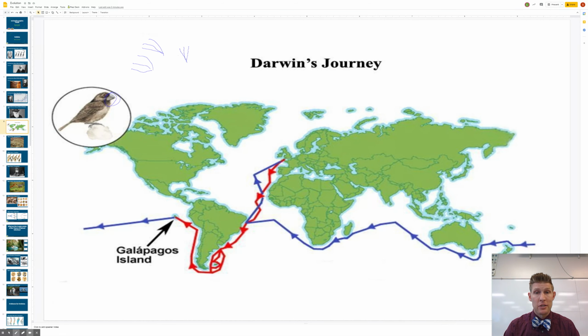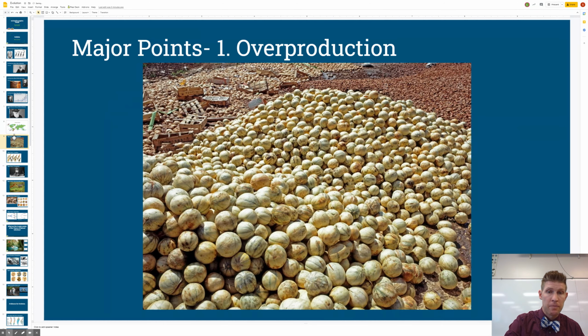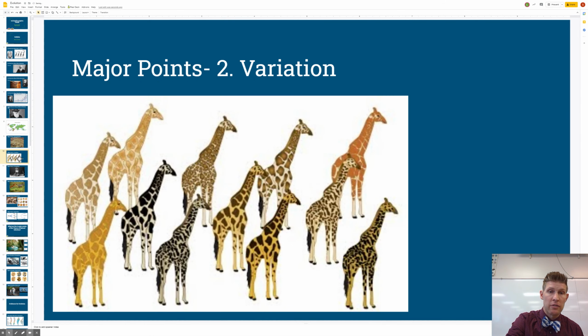And so Darwin took this journey, learned a lot about different species, and he came up with 6 major points that helped him explain his theory of natural selection. His first major point, he said, was overproduction. So all of these melons, they all have seeds inside of them. They're not all going to be planted in the ground, and they're not all going to reproduce. So he said with any population, there's overproduction. There's too many individuals that not all of them can survive and reproduce, which leads to there being variation within that population.